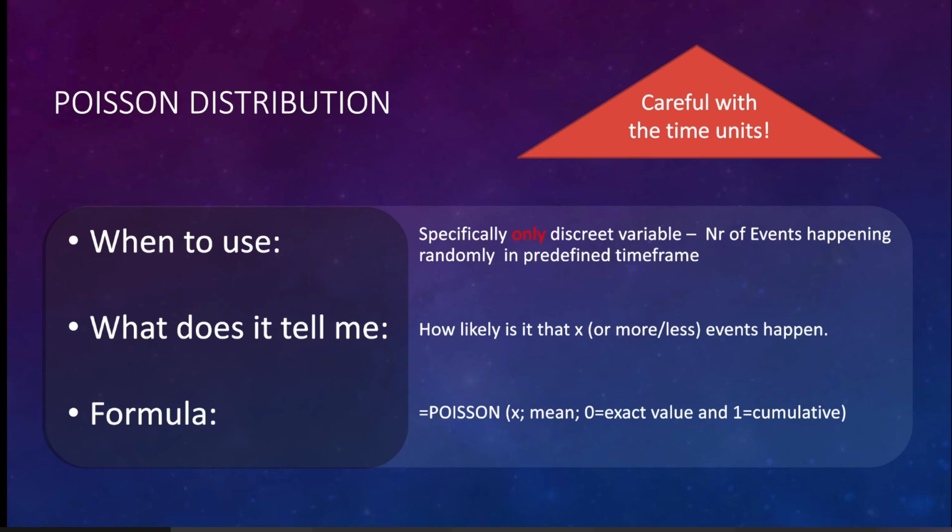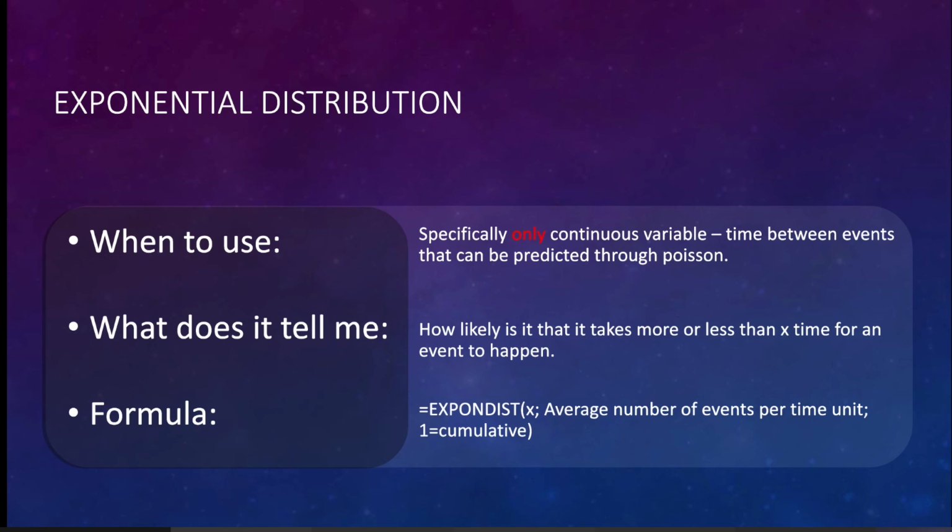Fantastic. And let's move on with the exponential distribution, which is one that we use specifically for continuous variables. We use it to predict how much time will be between 2 events, and these events can usually be predicted through Poisson. So through a Poisson distribution, you can get the amount of events within a time. And through the exponential distribution, you can get the time between the events. And the formula we use is EXPONENTIAL, and it is, again, being careful with the time units.